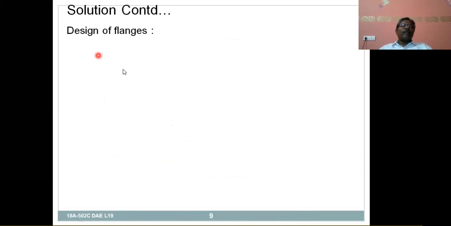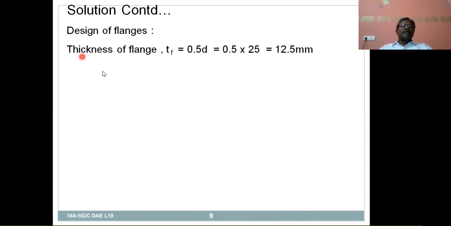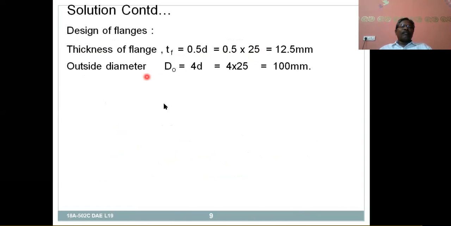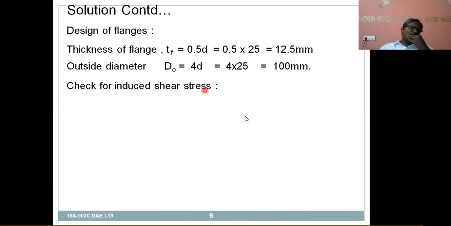And now let us have the flanges. Here in this case, thickness of the flange TF is equal to 0.5D, as it is the unprotected flange coupling. Then we will get thickness of the flange 12.5 mm. And outside diameter DO is equal to 4D, that is 100 mm. And now check for induced shear stress, and T is equal to pi D TF into Fs1 into D by 2.